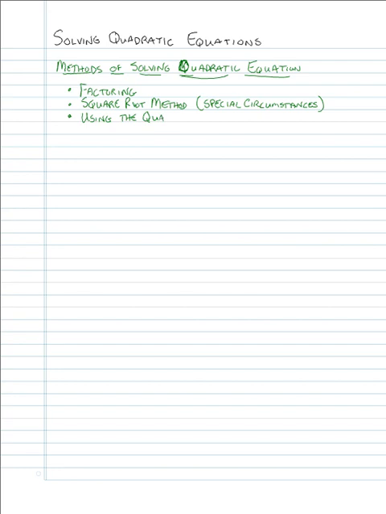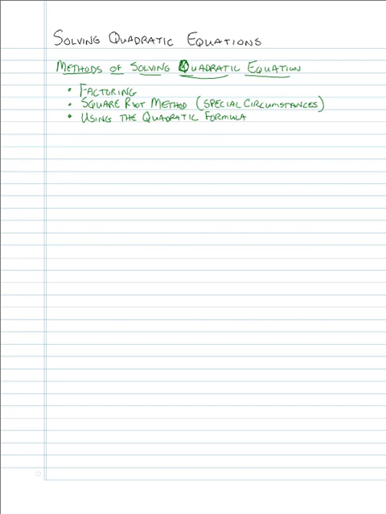Now, the quadratic formula will work for all quadratic equations. It solves every single quadratic equation. The factoring method doesn't always work because sometimes we can't factor the polynomial involved needed to solve that equation. And of course, as I said, the square root method we only use under special circumstances. But we can always use the quadratic formula.